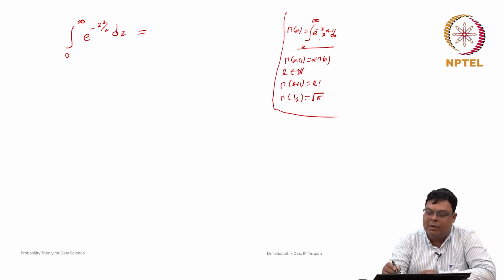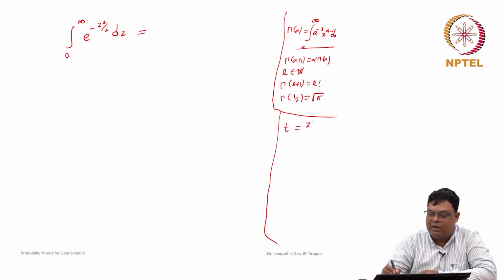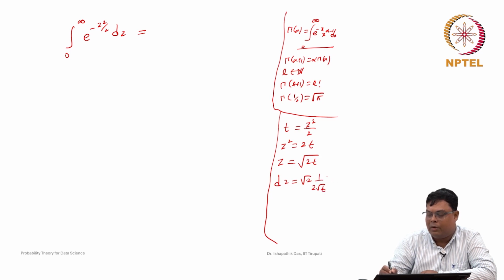To have the gamma function, the e to the power of minus x form is needed. That is why we will take a transformation. For e to the power of minus z square by 2, we take t equal to z square by 2. Then z square is equal to 2t. Because z here is from 0 to infinity, positive, z is equal to root over 2t. Then dz is equal to 1 by root 2, 1 by 2 root t, 1 by root 2t, because the derivative will be the power 1 by 2 minus 1, then dt.